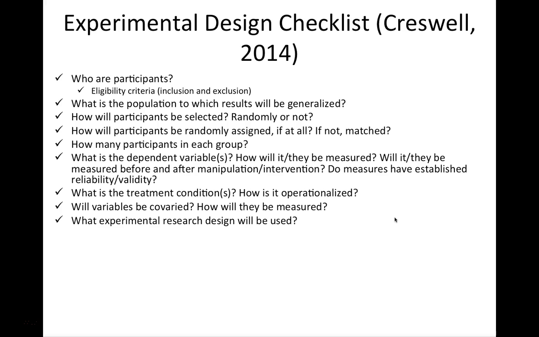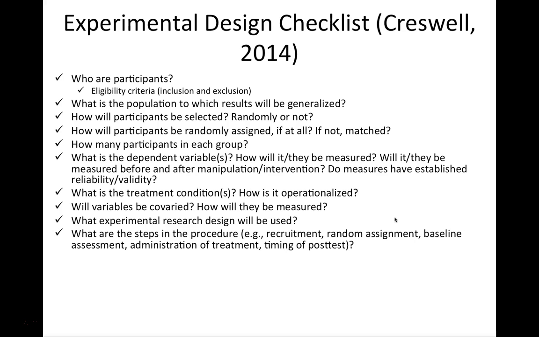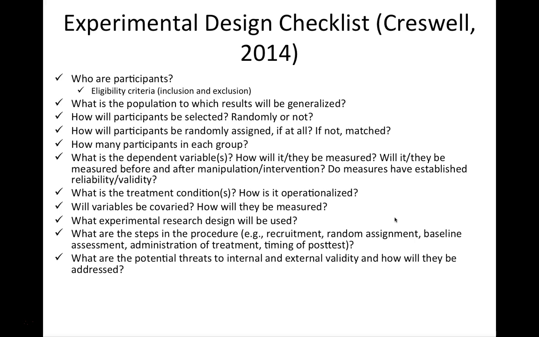What design will you use? All the experimental designs we talked about are just one piece of our overall experimental design checklist. What are the steps in the procedure? So will we recruit people first, then randomly assign them to groups, then conduct a baseline assessment, etc.? What are the potential threats to internal and external validity, and how will they be addressed? Will we conduct a pilot test? Will we conduct feasibility and acceptability trials before our efficacy trial?